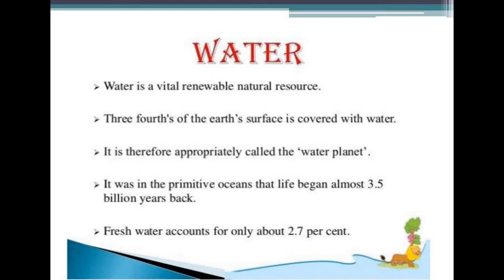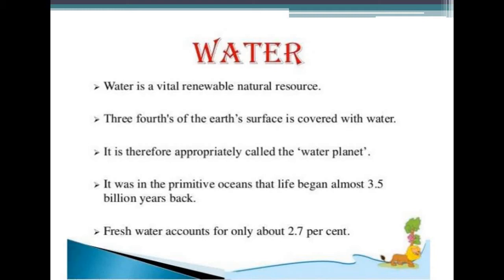Water. Water is a vital renewable natural resource. 3/4 of Earth's surface is covered with water. It is therefore appropriately called the water planet. It was in the primitive ocean that life began almost 3.5 billion years back. Fresh water accounts for only 2.7%.